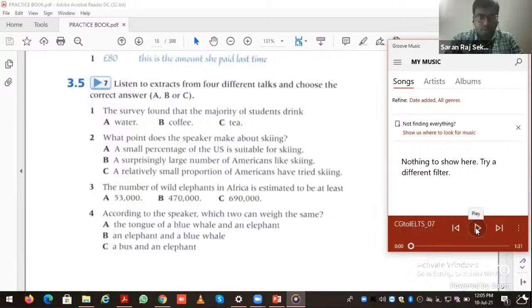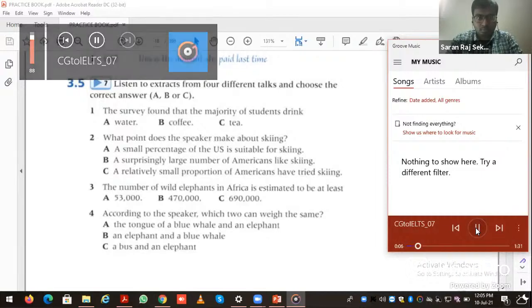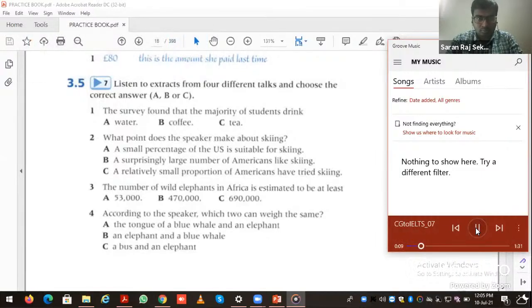Recording 7. We had a good response to our survey, and we found that while 80% of our students drink coffee, only 15% drink tea, with the rest preferring water.